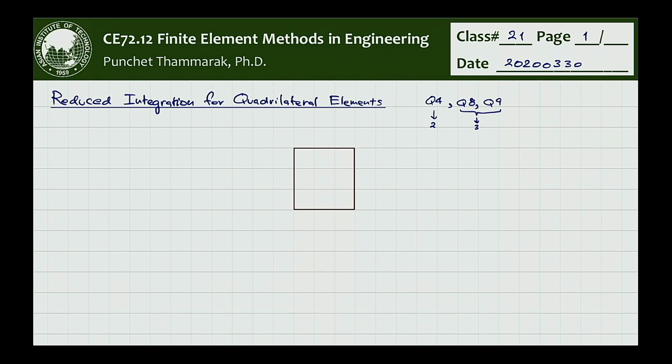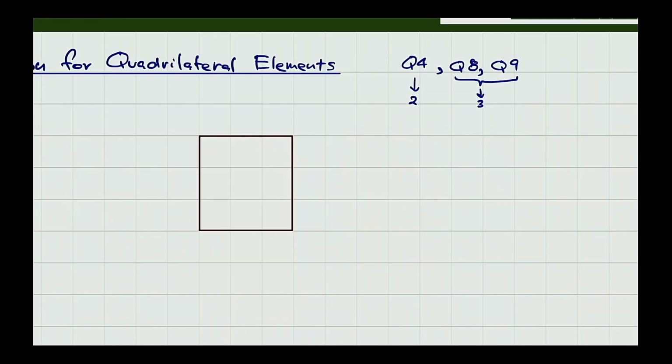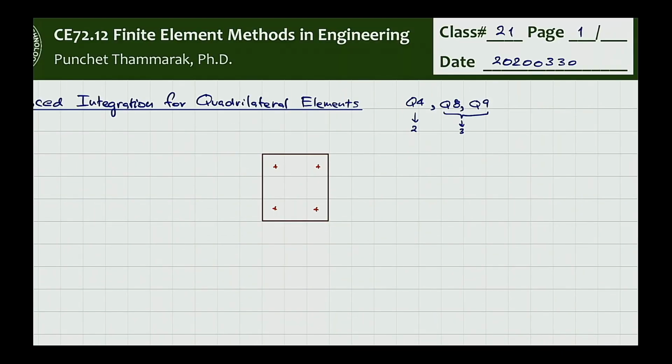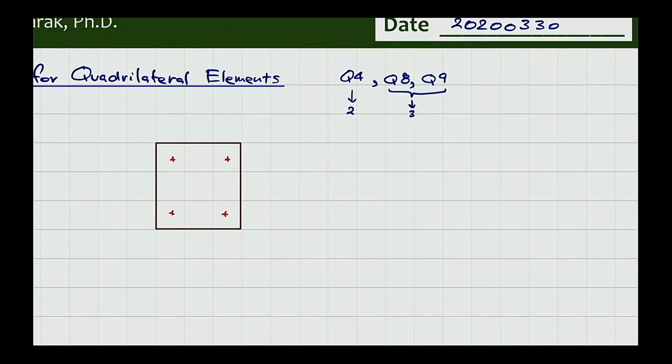So we have the structural elements, and if we talk about the Q4, we have the integration points located at the designated coordinates xi and eta. And when the element deforms, especially when we are interested in the shear behavior, you might end up with this picture.